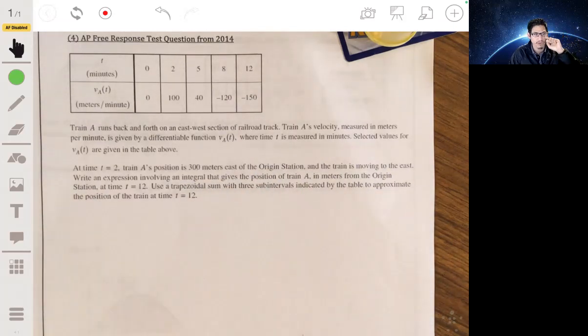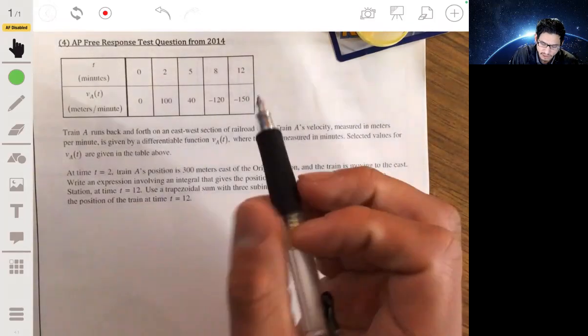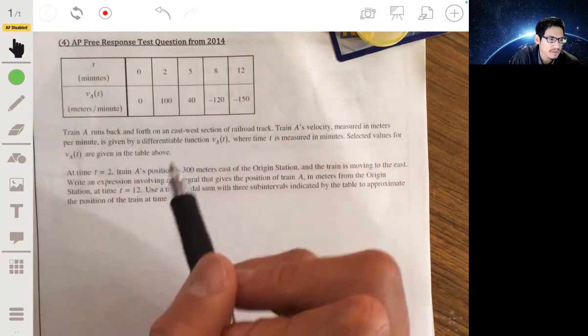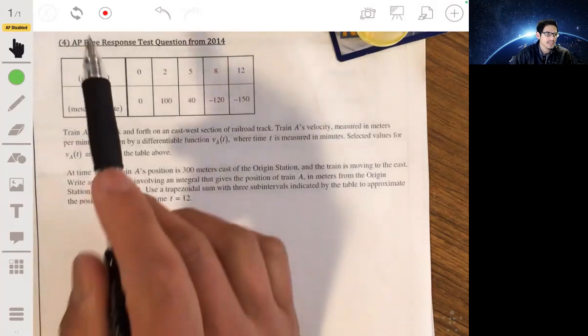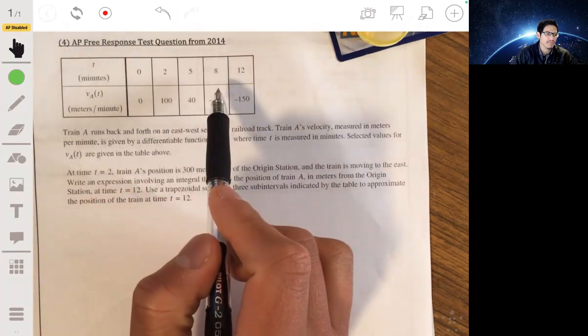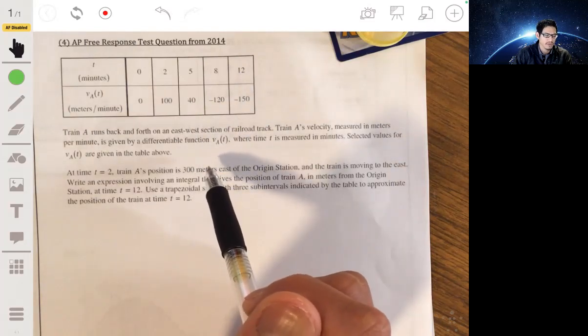Okay, so what do we do? Well, I'm going to show you. The idea here is to calculate a sum of trapezoids, which will tell us how far the train was displaced from time 0 to 12. But we also have to take into consideration that it was 300 meters east as a start.